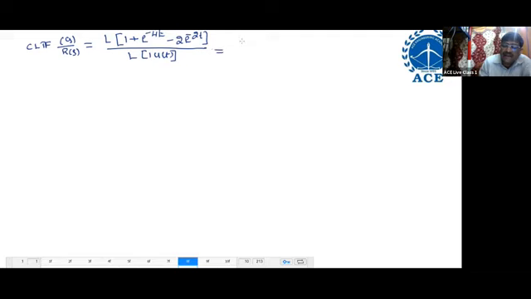1/s + 1/(s+4) - 2/(s+2), divided by Laplace of unit step, which means 1/s. Now find the closed loop transfer function. C(s)/R(s) equals, come on, find it.